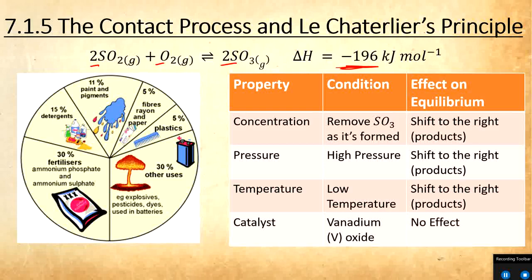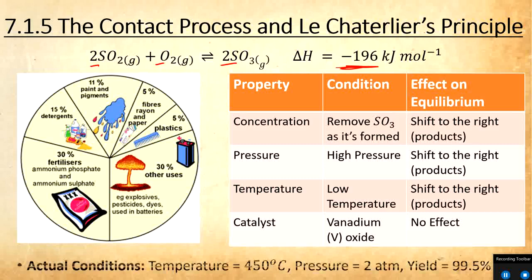The catalyst has no effect on the equilibrium, but once again is used to speed up the rate of reaching the equilibrium. Okay, so we have the same situation here as we did with ammonia, where a low temperature is giving us the best yield, but also a slow rate. So we have to again find a compromise here. So for the contact process, the actual values that are used: we have a temperature of 450. Okay, so same as the Haber process, a moderate temperature to keep the rate up, but not too high to shift the products to the left.